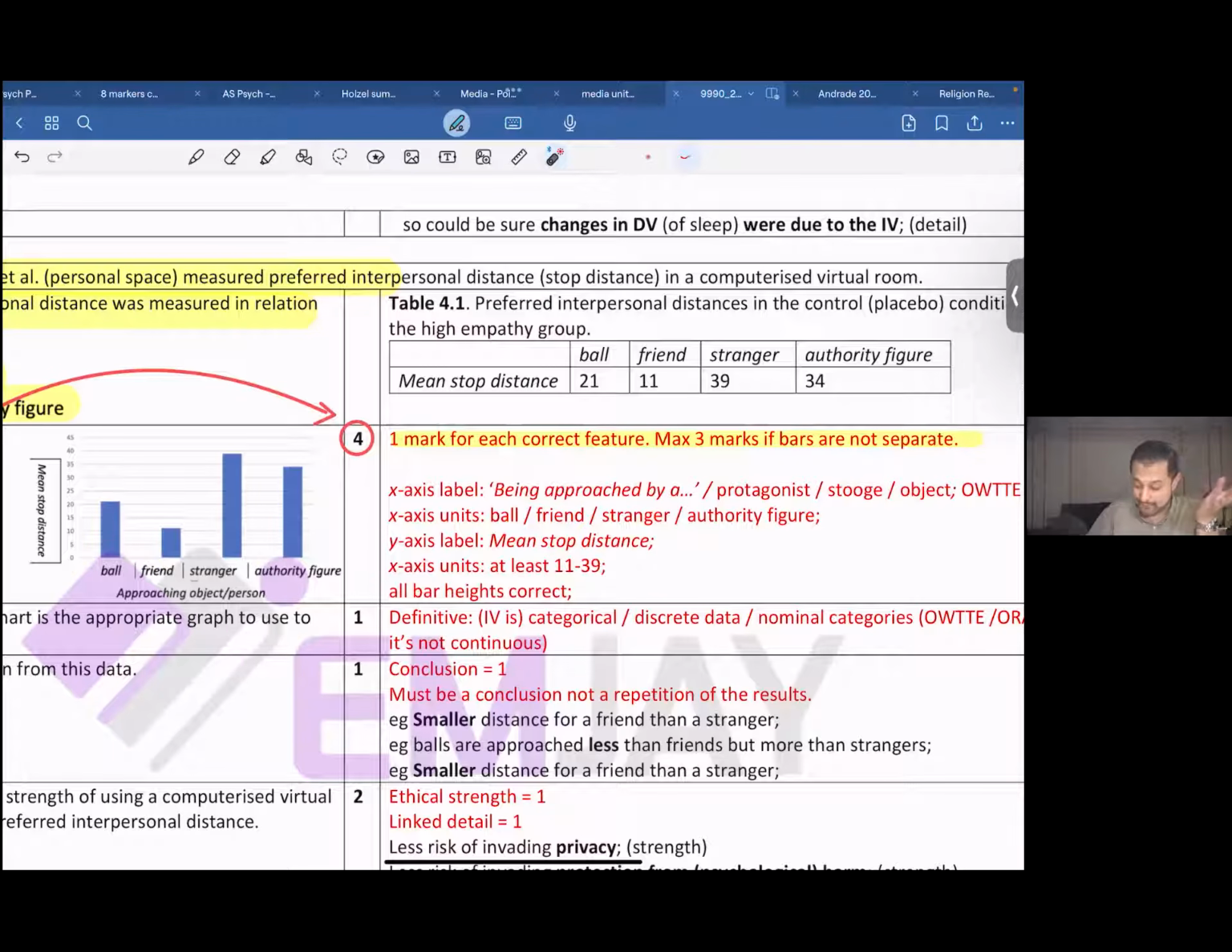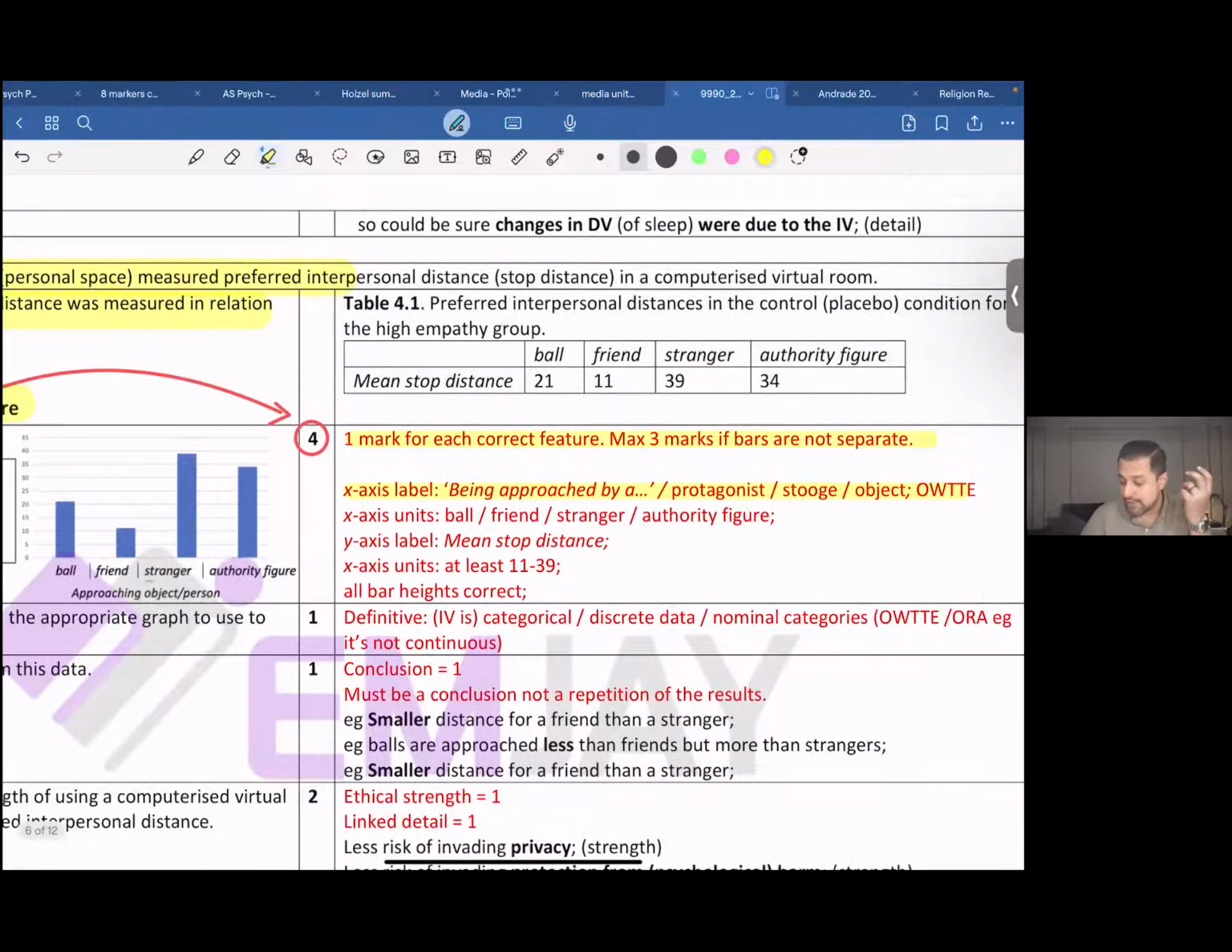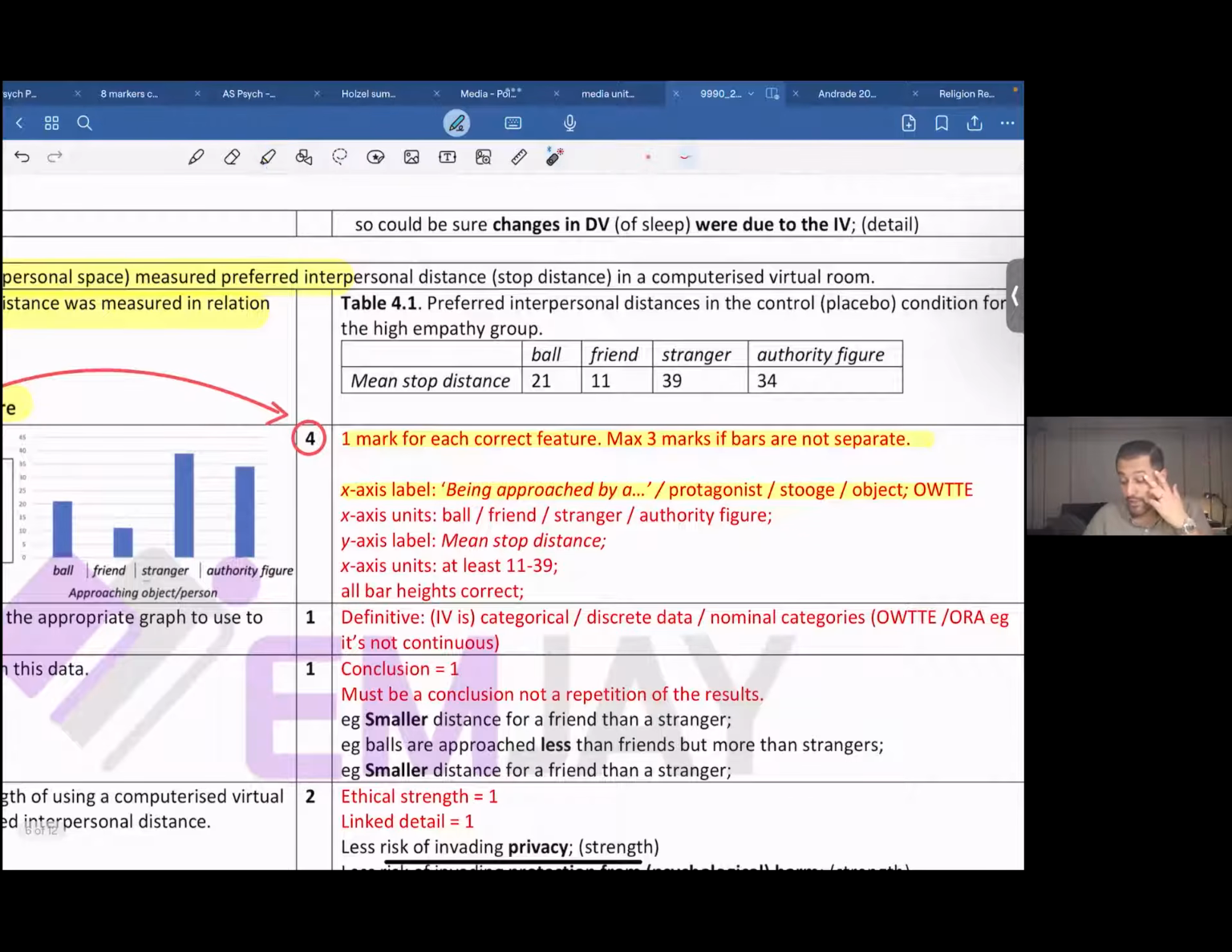So in this case, for this particular paper, you could still get a max of 3 marks if the bars are not separate. Now, you could possibly get the first mark by labeling the x-axis, being approachable or protagonist, stooge, object, or OWTTE. What does OWTTE mean? Words to that effect. Anything that means the same, right?